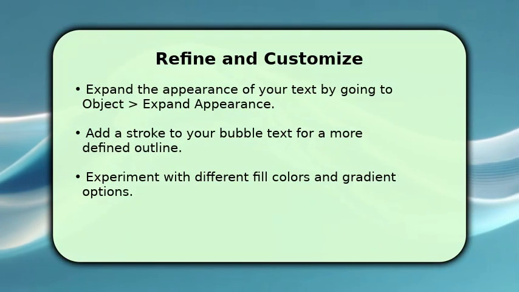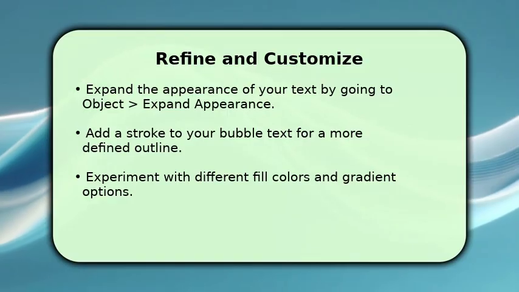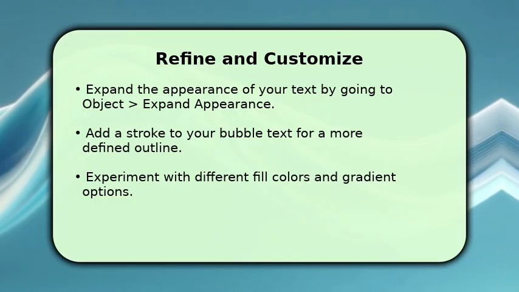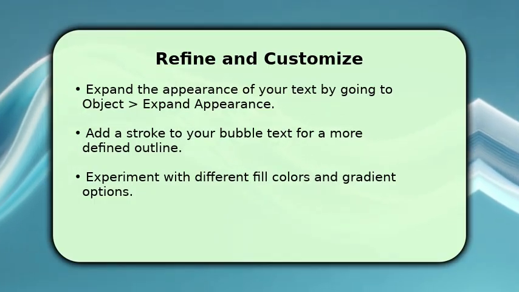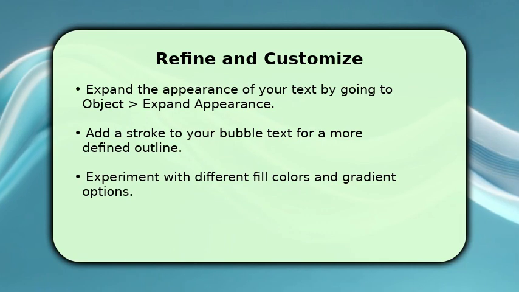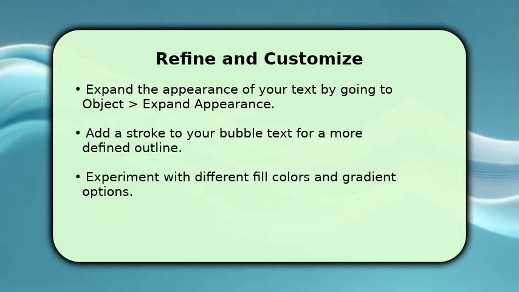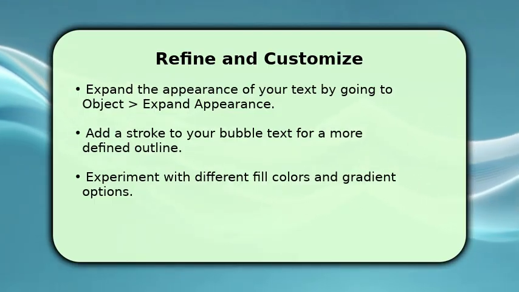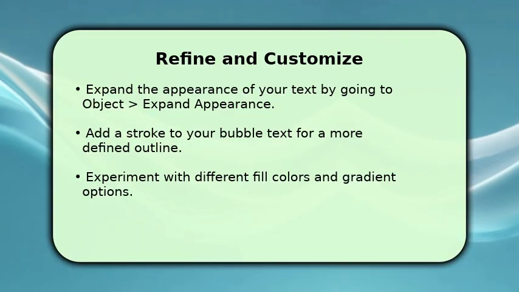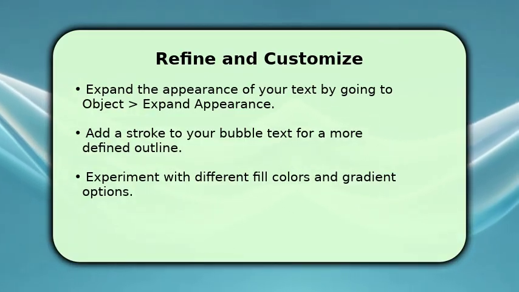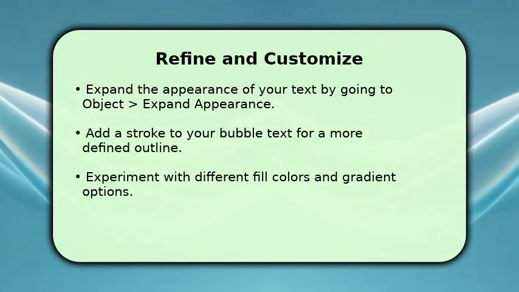To further refine your bubble text, go to Object and select Expand Appearance. This makes the effect permanent and editable. Now, you can add a stroke to your text for a more defined outline, perhaps a darker shade of your fill color. Experiment with various fill colors and gradient options to make your bubbles pop. Adjusting the stroke weight, maybe to 2 or 3 points, and its color can significantly enhance the overall bubbly look, giving it depth and character.